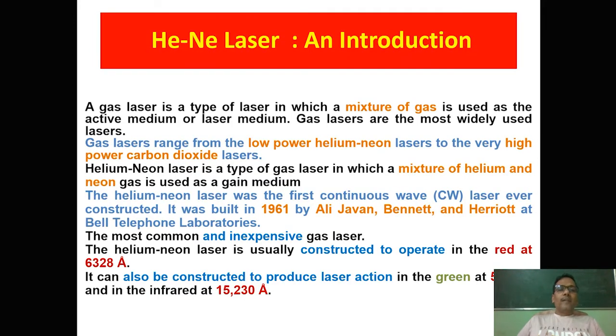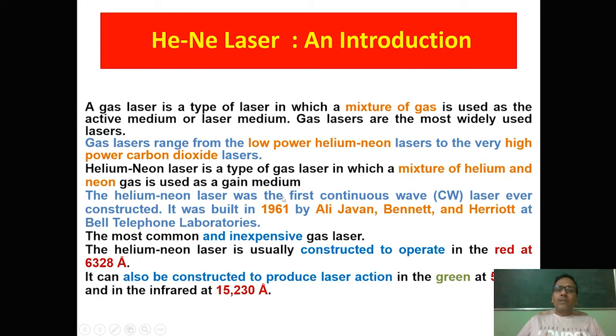The introduction: a gas laser is a type of laser in which a mixture of gases is used as the active medium or laser medium. Gas lasers are the most widely used lasers. They range from low power helium neon lasers to very high power carbon dioxide lasers. These are the two major kinds of gaseous laser. The helium neon laser is a gas laser in which a mixture of helium and neon gas is used as the active medium.